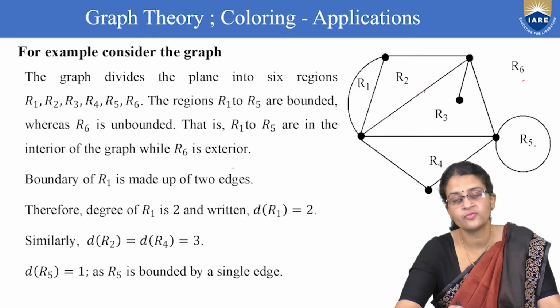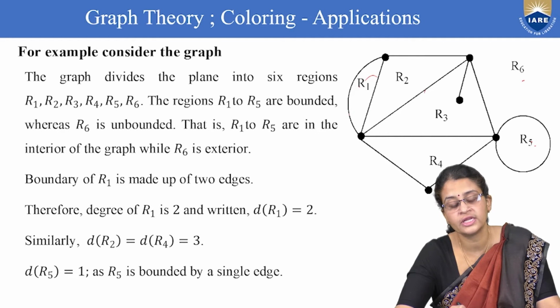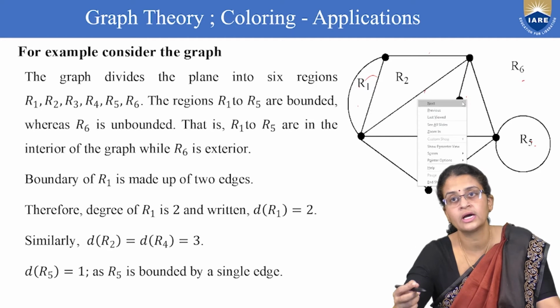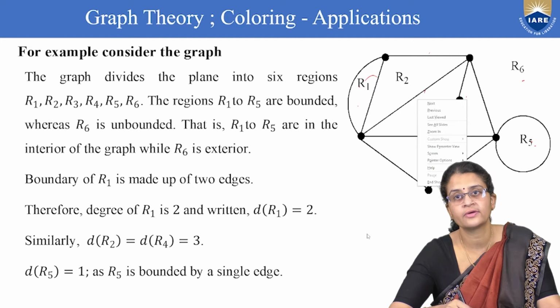The boundary of region 1 is made up of 2 edges, so the degree of region 1 is 2. The degree of region 2 is 3, and the same for the degree of region 4. Consider the degree of region 5: it is bounded by 1 edge. And for region 3, there are 1, 2, 3 edges, and this tangent edge is counted twice, so it is 5.